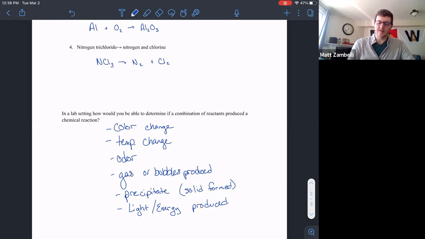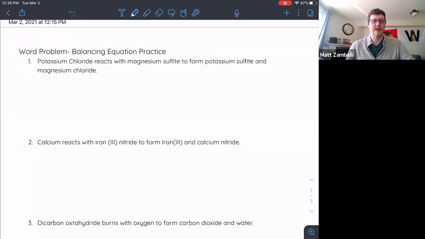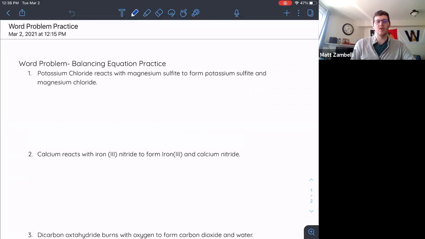All right. So then today's assignment is this word problem practice. So you guys have 5 problems here. What you're going to be doing is pulling out those formulas and just writing out the equation, and then you're going to balance the equation. So kind of like that formative where you're pulling out all that information. Now this time you also need to balance the equation when you're done. So do you guys want to do one together?